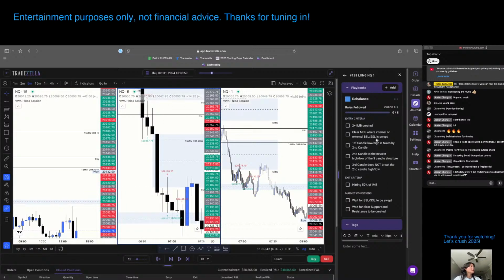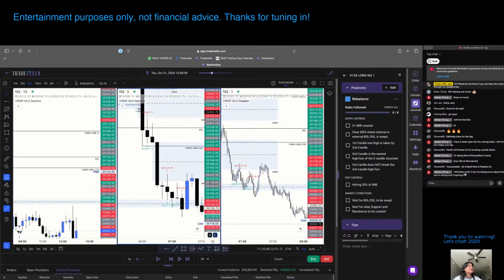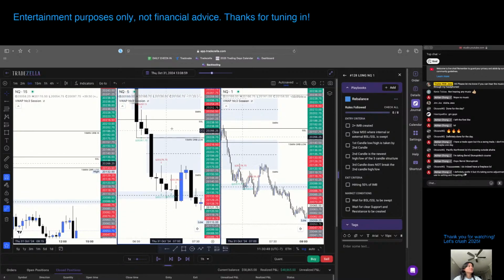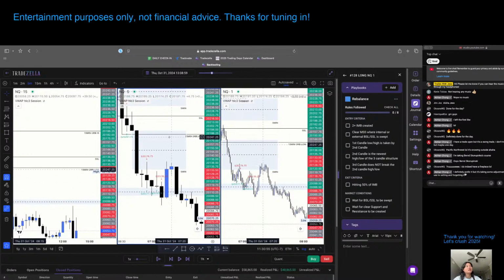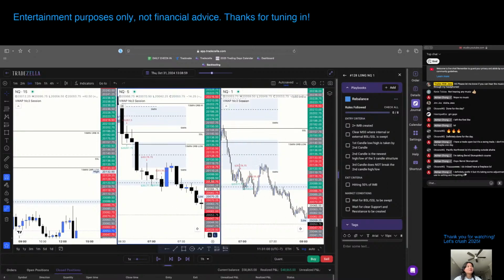The second is going to be a clear market structure shift where internal, external was swept. So we did have a sweep, right? We did have that all swept. So a retest of that sell side would have been nice. A retest of the 15-minute breakout would have been nice as well. I'm only looking for 50% of that imbalance to begin with. Didn't get it. First candle low was taken by second candle, which is valid. As we can see, the first one, second one did take that one, and the third one did not take it as well. So all 3 of these are correct.